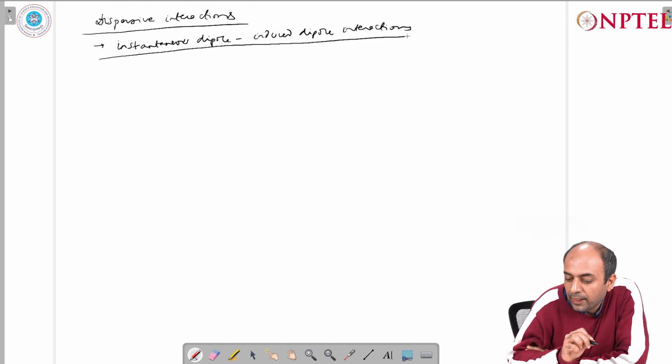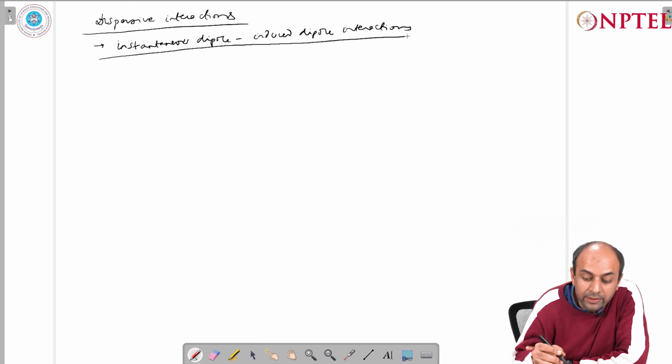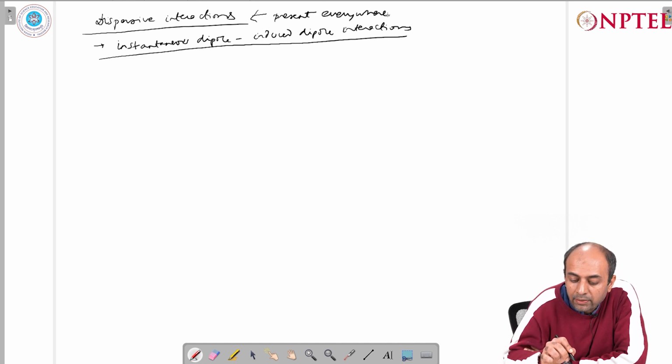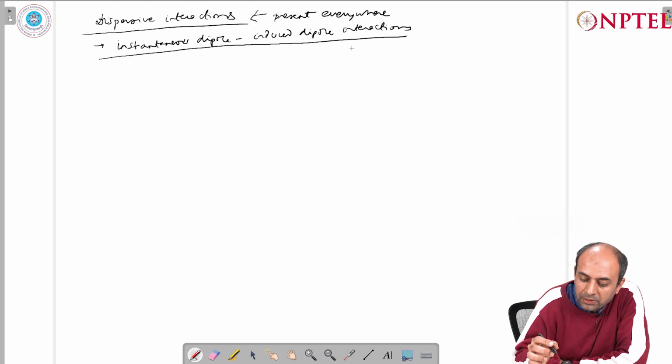Instantaneous dipole, induced dipole interactions. Now, this is going to be a very interesting observation, and these dispersive interactions are present everywhere. The origin of these dispersive interactions is that they are essentially referred to in the category of instantaneous dipole, induced dipole interactions. And let us look at this much more closely.